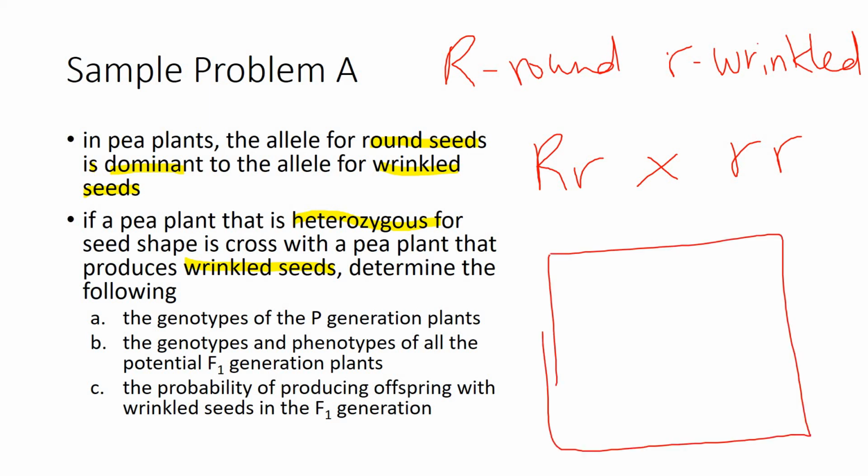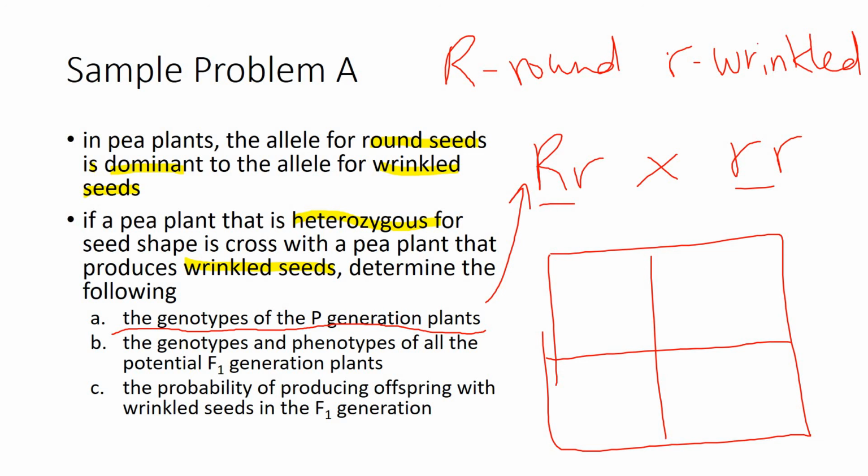Now, we're ready to cross. By the way, we've answered our first question, the genotypes of the P generation plants. Right here. Here are the genotypes. Now, from that, we actually can figure out what the gametes are from the pre-lesson 6 that I posted on the Google Classroom. So we're just going to move on from there.